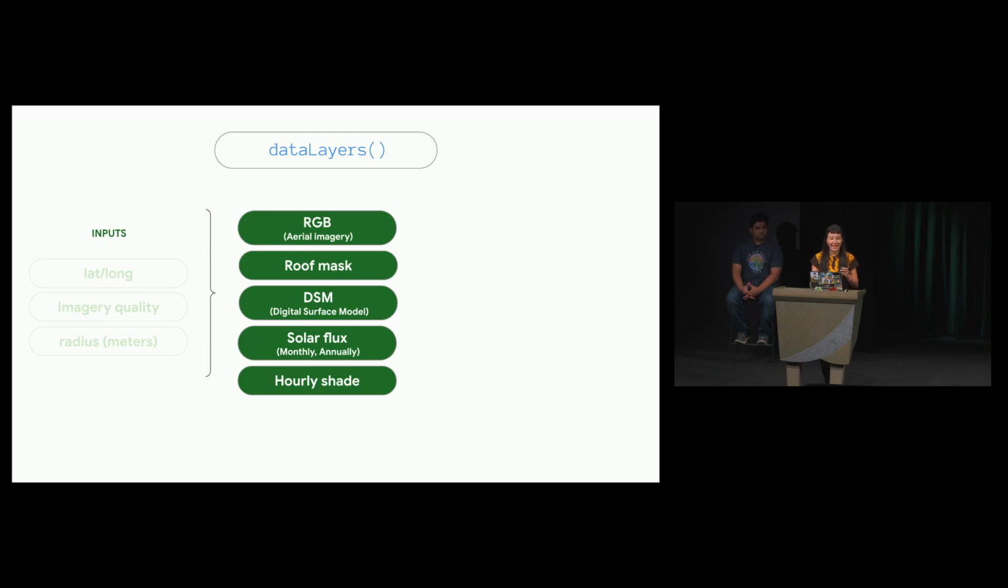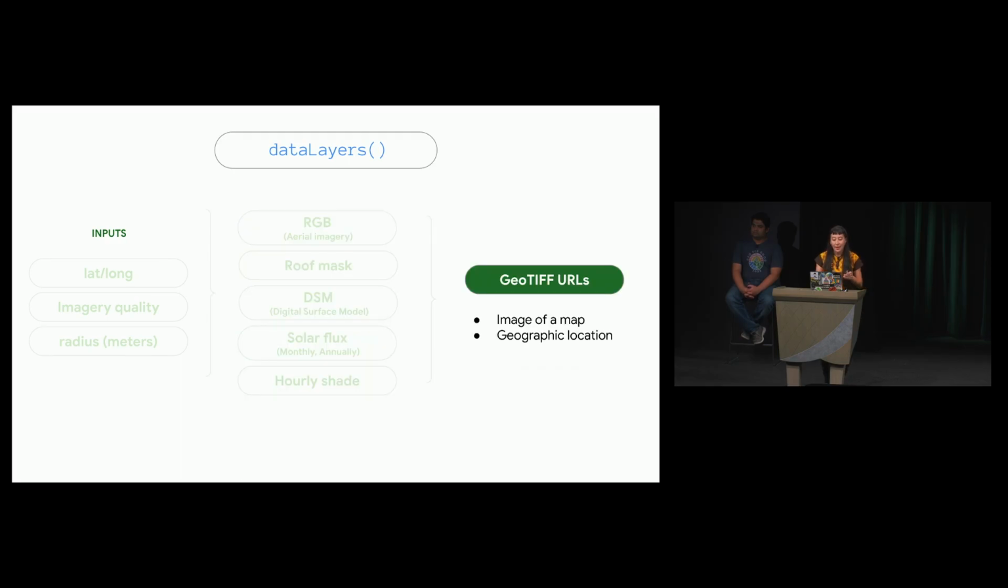Do note that the aerial data set is the only one that comes as an image. The rest are numeric data giving information about each pixel. And you combine multiple layers and apply your desired colors in order to visualize them beautifully on a map. The specific output of these layers in Data Layers, obviously, are URLs of geotiffs, which is a type of image file that contains both image data and geographic location information.